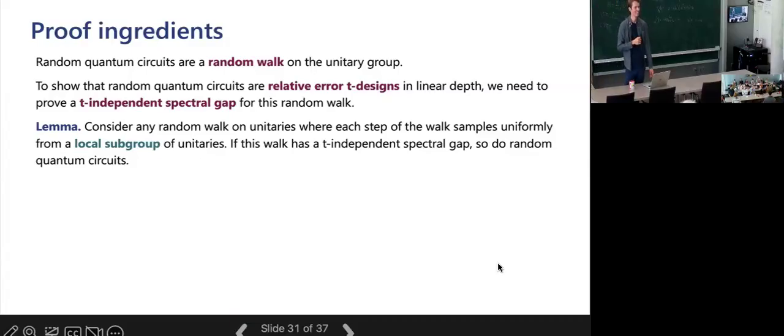Sorry, maybe I can relay a question here. What exactly is a t-independent spectrum? Yeah, well, I didn't want to explain this. There's a moment operator associated with a random walk for each moment t. You basically look at the spectrum of that moment operator, and at its spectral gap. And the question is, does it decay in t or not?